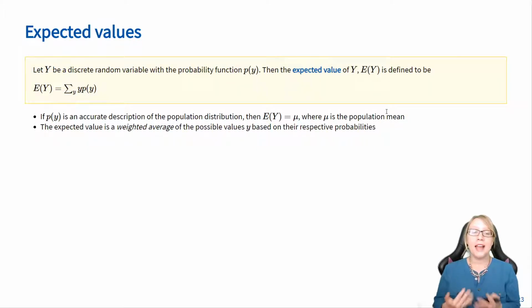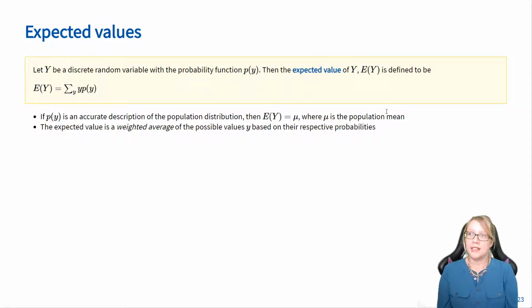Okay, so let's next introduce some tools that we can use to help us describe these discrete distributions, namely expected value and variance. So we'll start with the expected value. We'll let y be a discrete random variable with probability function p of y. Then the expected value of y, which we'll denote as capital E of y, is defined to be the sum over all the values of y of the value of the random variable times the probability that that value would occur. So that's the sum over all y's of y times p of y.